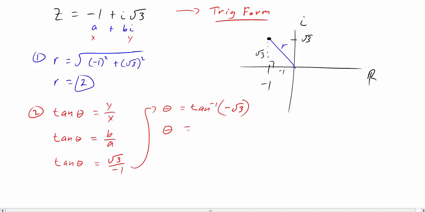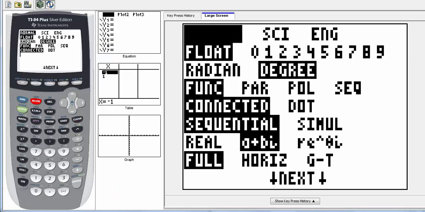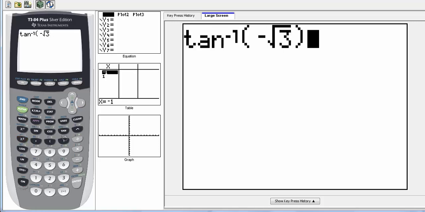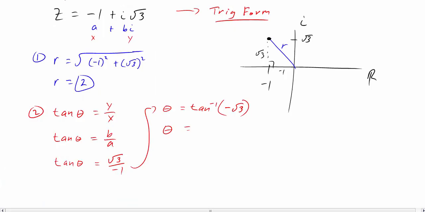So going to the calculator, for this one I want to work in degree mode. If we had radians, our angle would come out in radians, but for now let's stick with degrees. We go second tangent, and we have negative square root of 3, and we get an answer of -60. So therefore our angle is -60 degrees. Now -60 degrees we know is going to be down here.